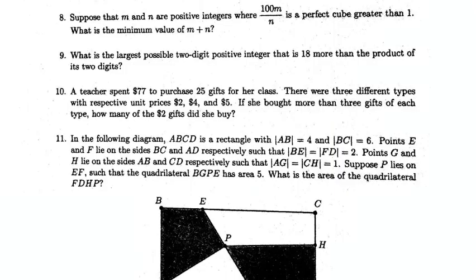SMO 2019 junior section first round problem number 8. Suppose that m and n are positive integers where 100 m over n is a perfect cube greater than 1. What's the minimum value of m plus n? Okay, so it is 100 times m over n.